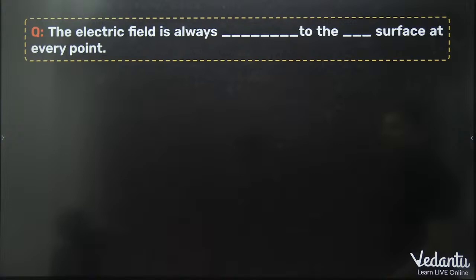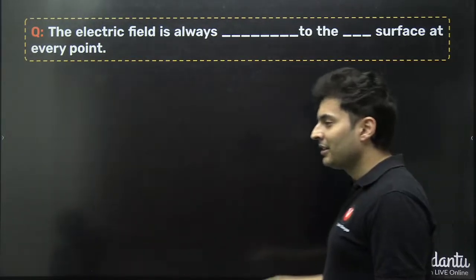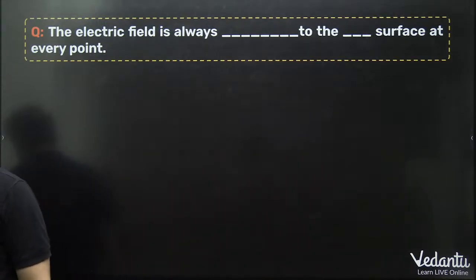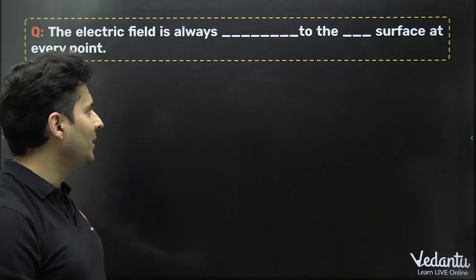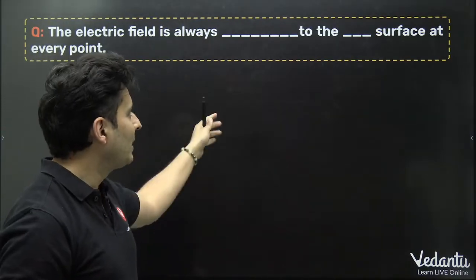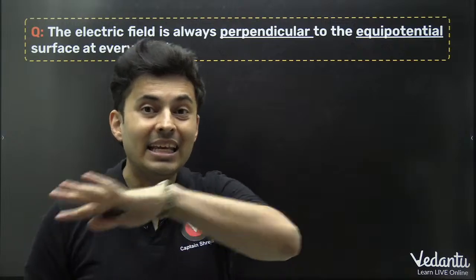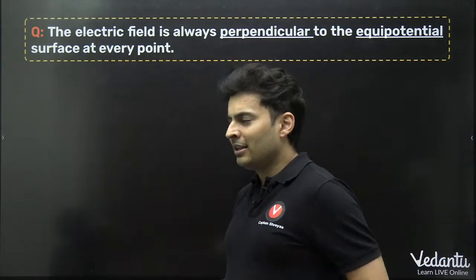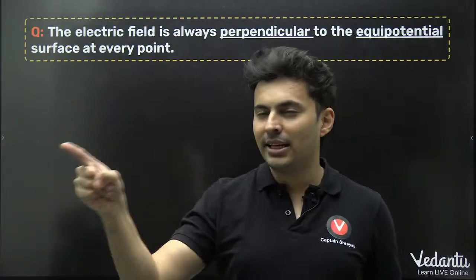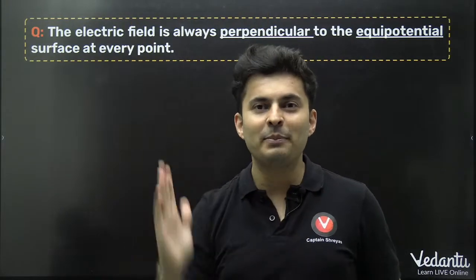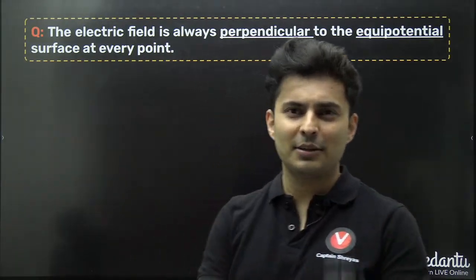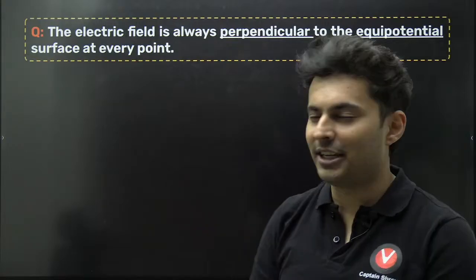Very good. The electric field is always dash to the dash surface at every point. What do you think? Yes, very good. It's always perpendicular to the equipotential surface at every point. Not parallel, it's perpendicular. If the potential line is like this, electric field lines will be perpendicular to the equipotential surface at every point. That's another property relating potential and field.